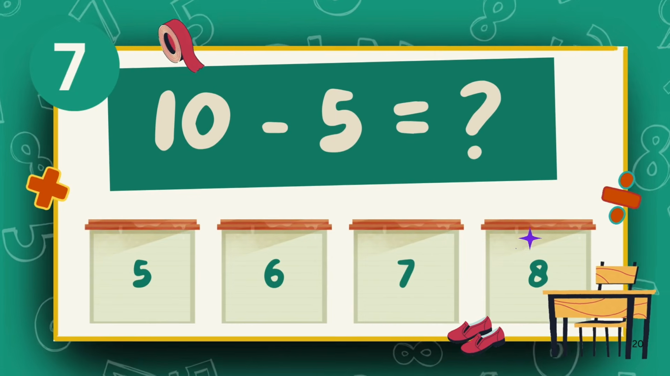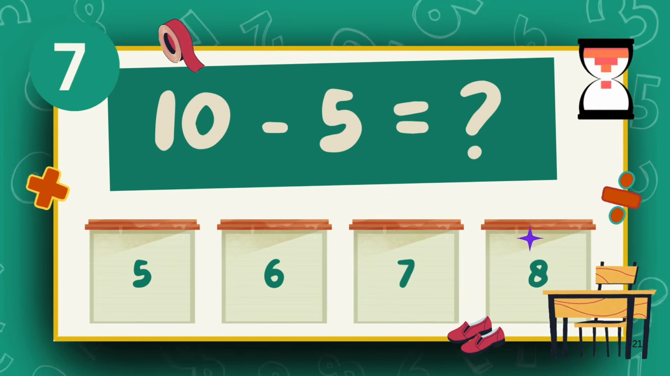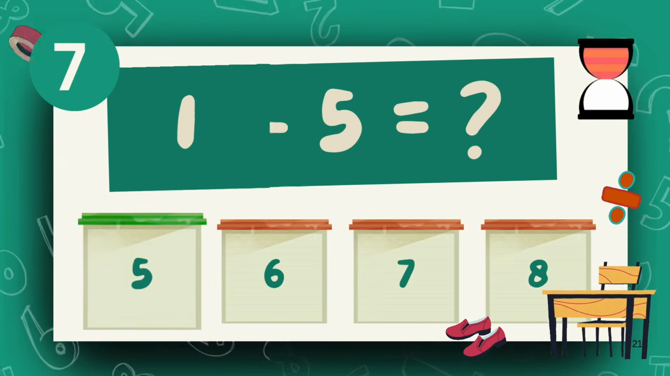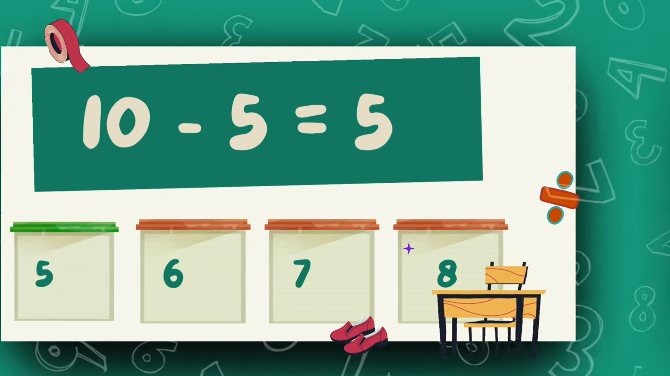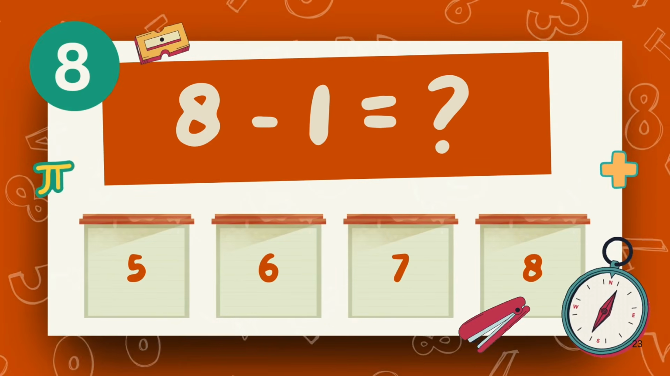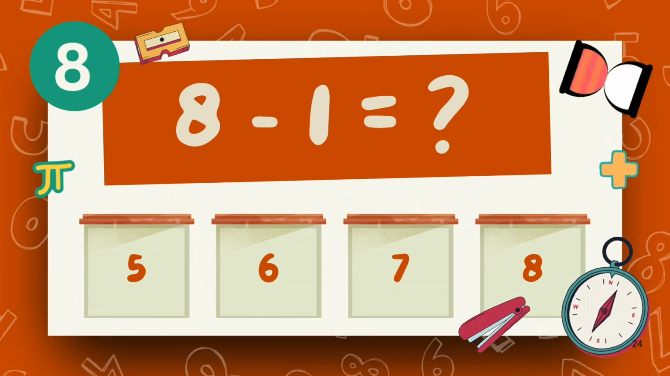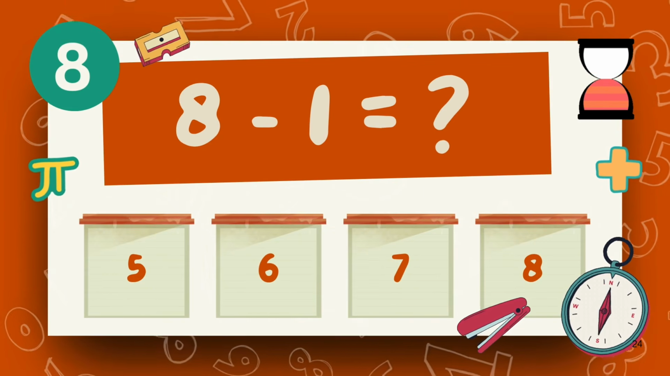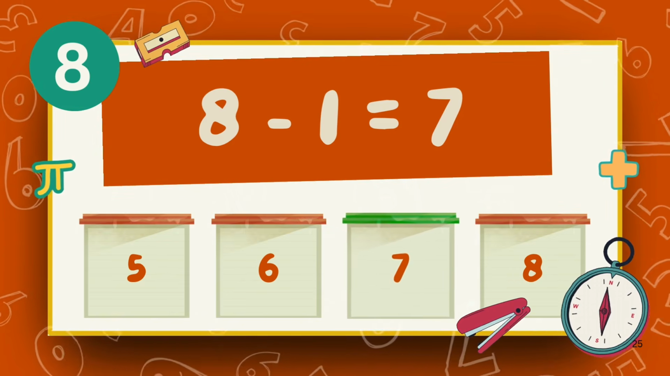What is 10 minus 5? The answer is 5. What is 8 minus 1? The answer is 7.